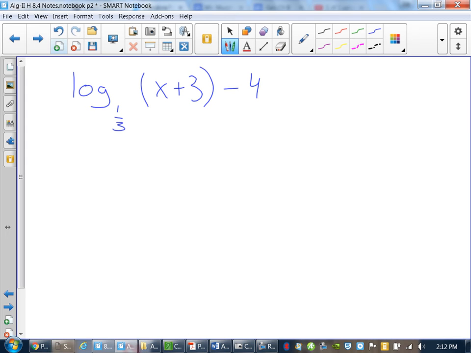So I'm going to graph log base 1/3 of the quantity x plus 3, minus 4. First thing I do is figure out where my asymptote's going to go. At -3, very good. My b value is bigger than 0 but less than 1, so which direction is this going to move? Down and right, so I know it's going to go down and right.